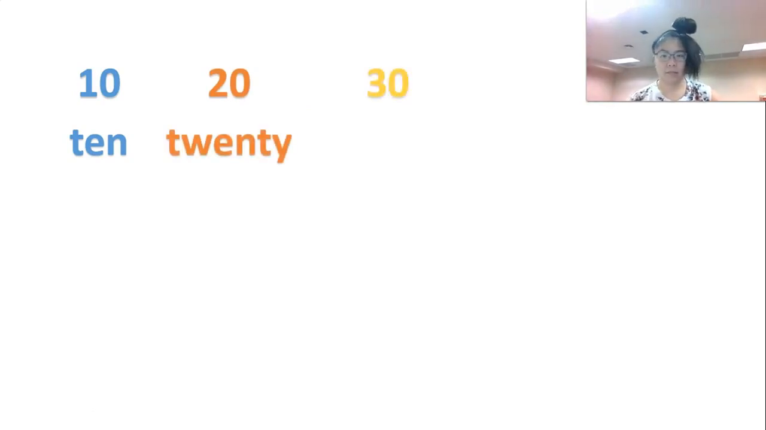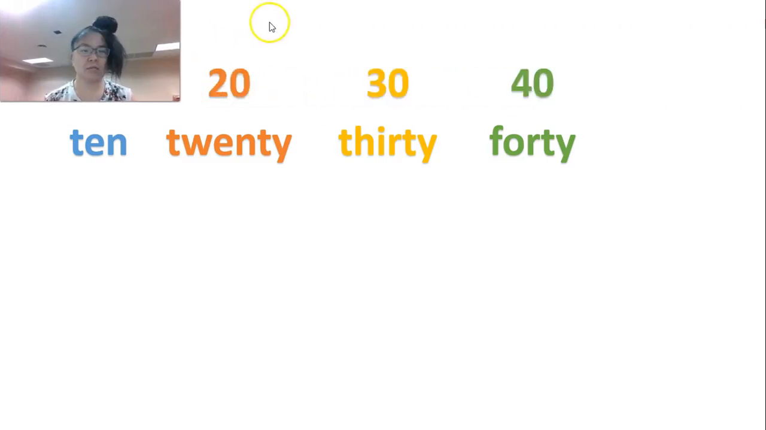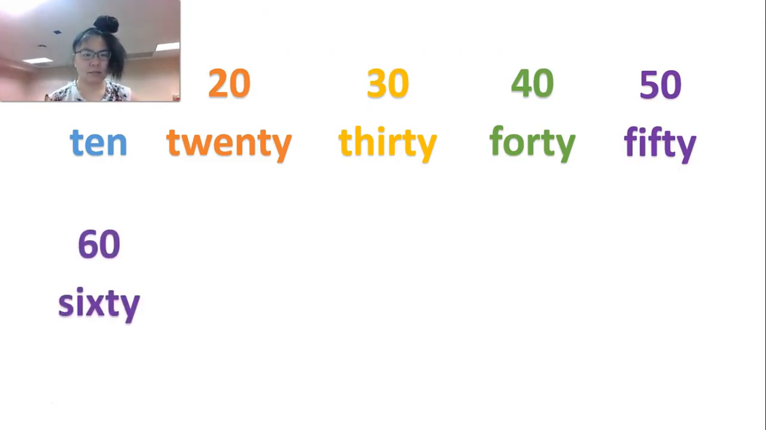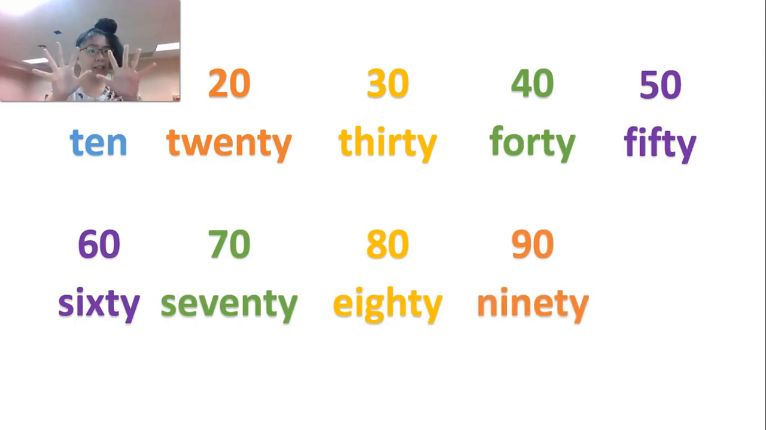This is our number. Good, 10. This is 10. Next we have 20, 30, 40, 50, this is that 50 we were talking about, 60, 70, 80, 90. Do you know what's next if we count by tens?